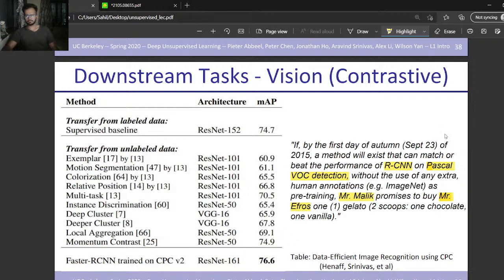So the bet was that if by the first day of autumn, October 23, 2015, so this bet has been live for 6 years now, but still it's pretty interesting. So if a method exists that can match or beat the performance of RCNN on PASCAL VOC detection without the use of any extra human annotations. Human annotations in this case would be the labeled data. Without the use of any extra human annotations, for example ImageNet, as pre-training.